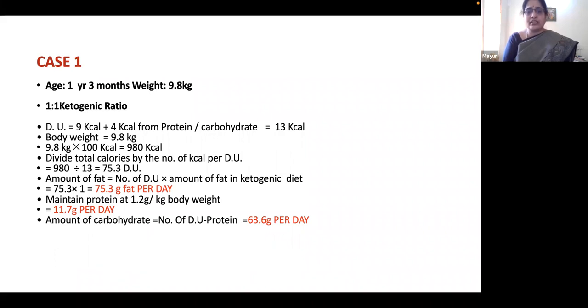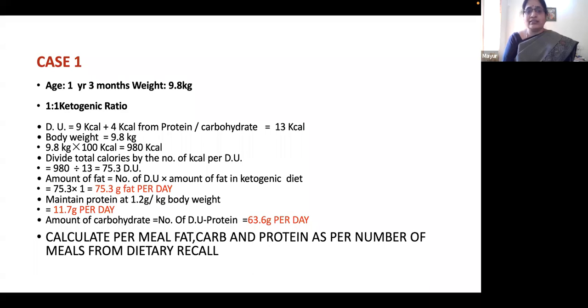So what is the next step? The next step is to calculate the carb, protein and fat ratio per meal, because only the per day amount has been calculated. For that, we should have everything ready: the number of meals calculated from the dietary record, and the mean nutrient intake calculated as per the 3-day diet record. The mean nutrient intake will give you a clear picture; one single day will not give you reliable data. We should collect the 3-day dietary record, take the mean nutrient intake, and then see the number of meals that the child is actually taking at home.